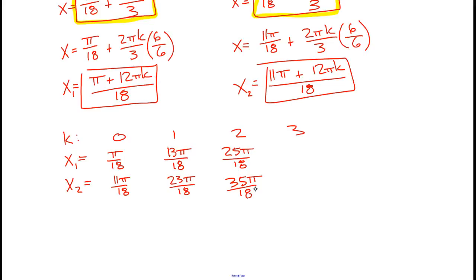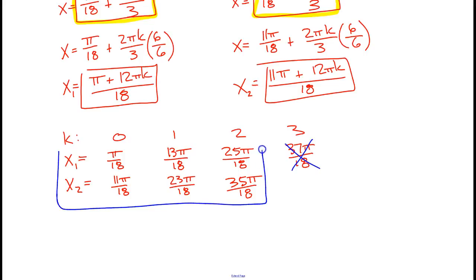All right, let me go ahead and try 3 here. So I'm going to substitute in k equals 3. That's going to give me 36 pi here plus another pi. That's 37 pi over 18. And I'm going to argue that this answer doesn't count and that we can stop with just these 6 values.